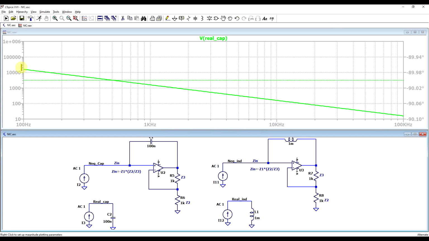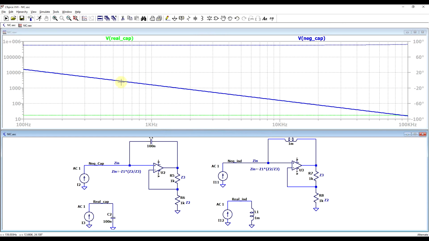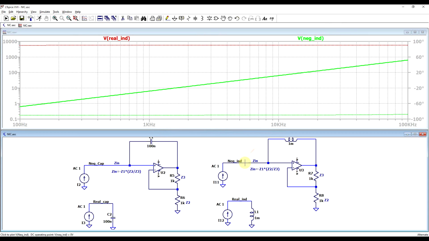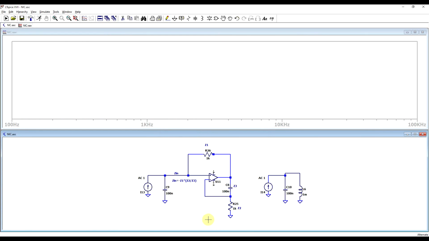So with a real capacitor, impedance is dropping, and the phase is at minus 90 degrees, whereas with the negative capacitor circuit, we have the same impedance drop, but a plus 90 degrees of phase shift. Similarly for the inductor, the real inductor and the negative inductor show the same impedance variation, but they have inverted phase values.